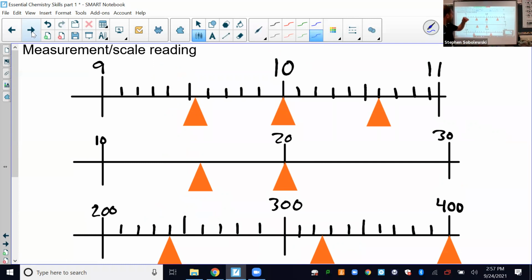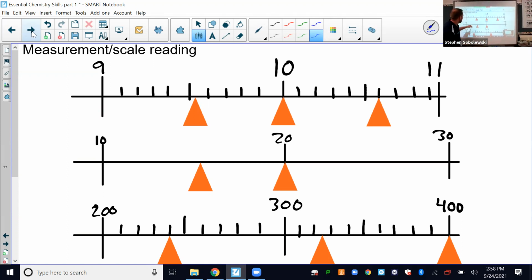Okay, so for the top meter stick, let's see, we have lines for every one, because we have 9, 10, 11. So that's the ones place. And we have 10 lines in between. That means the tenths place. You are one better than that. So you're going to go to the hundredths place. So every measurement we take should be to the hundredths place, 2 decimal places.